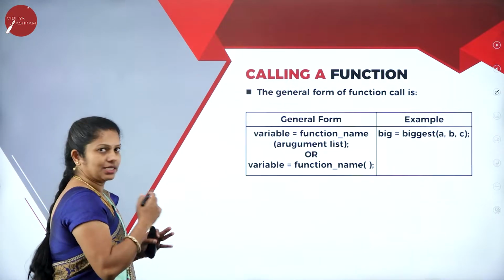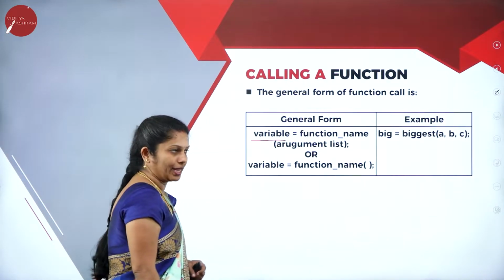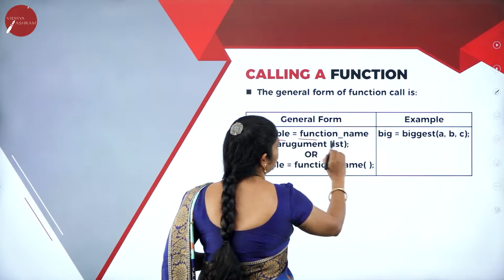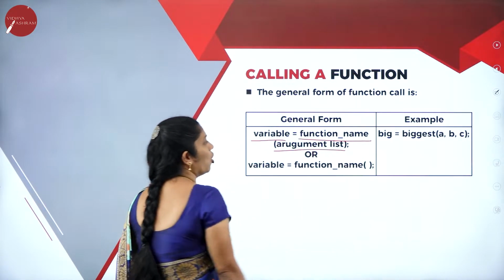The general syntax to represent this: first, you have to mention the variable. Then the function you are calling, that function name. Then, inside the brackets, the argument list.